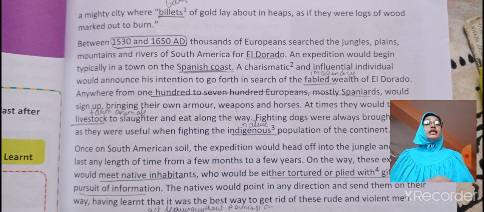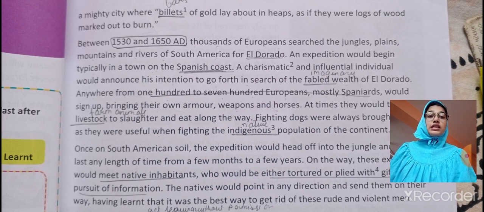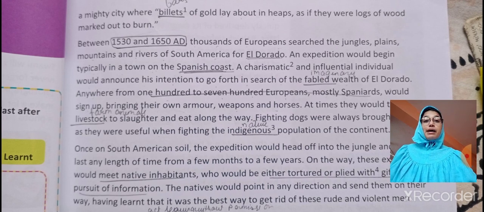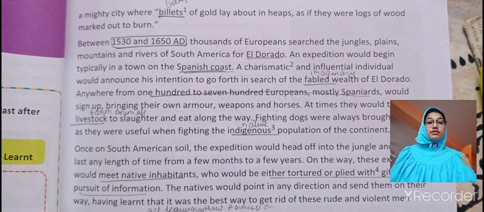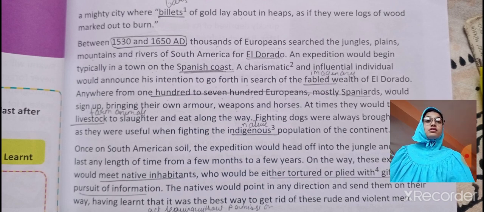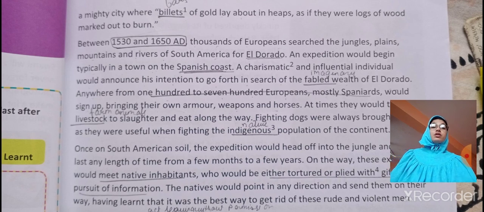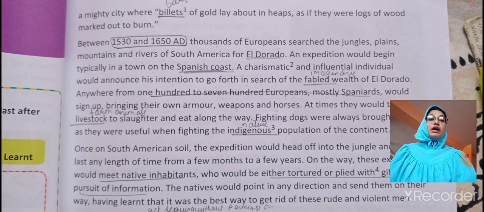So between 1530 and 1650 AD, thousands of Europeans searched the jungles, plains, mountains, and rivers of South America for El Dorado. So between 1530 and 1650, thousands of Europeans searched the jungles, plains, mountains, rivers, everything for this El Dorado city.